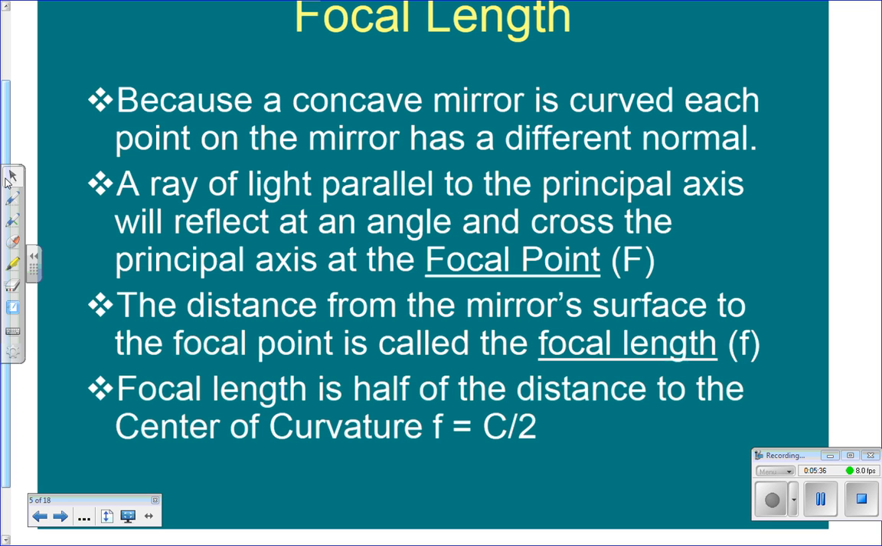A curved mirror like this can be used to focus light from distant objects to basically a single point at the focal point, which is why they're used in things like reflecting telescopes. The distance from the mirror's surface to that focal point is called the focal length, and this should be exactly 1/2 of the distance to the center of curvature. Or another way to put this is that the focal length is 1/2 of the radius.